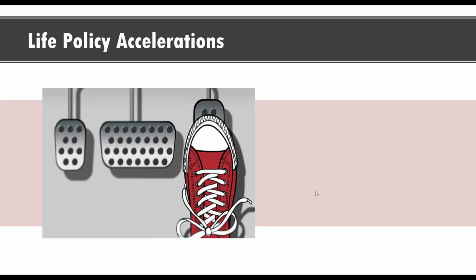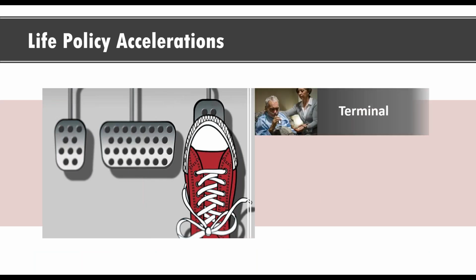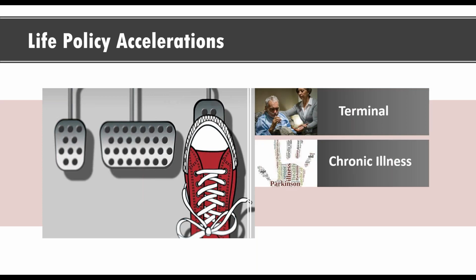So let's go ahead and talk about life policy accelerations and what it is that we're going to discuss today. We're going to talk primarily about terminal illness accelerations and chronic illness acceleration features that are built into certain kinds of life insurance policies. We'll talk briefly about viatical settlements as well.